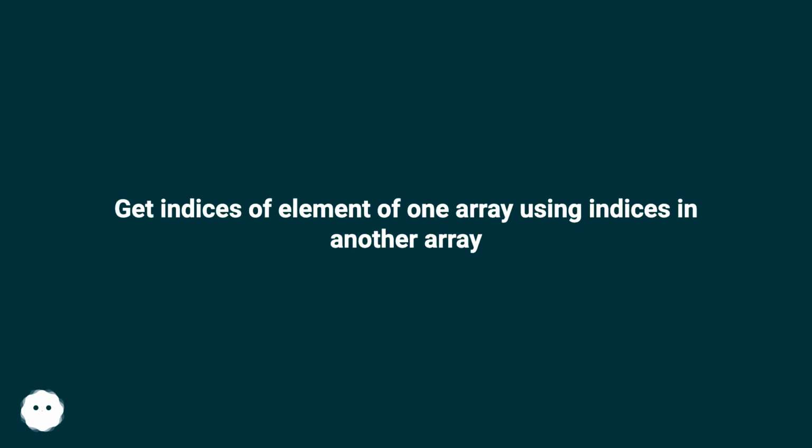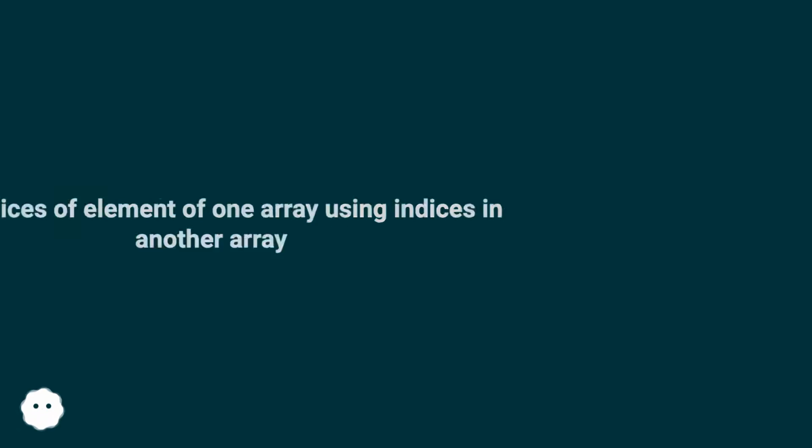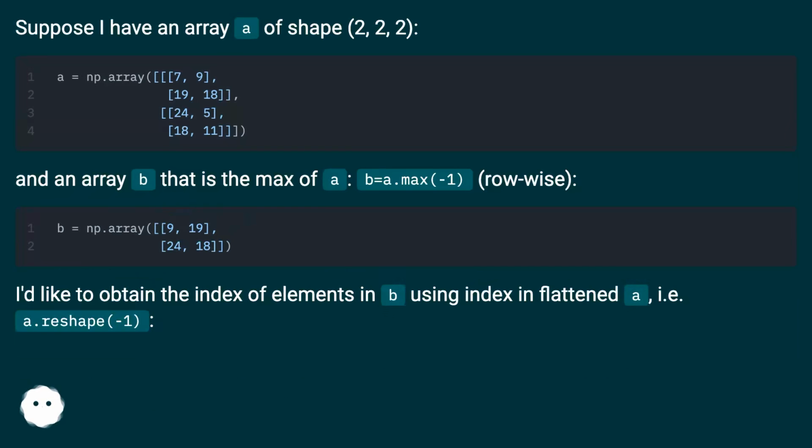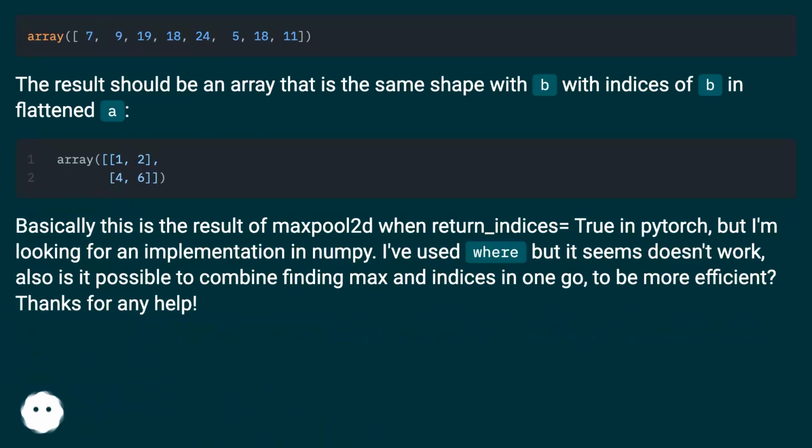Get indices of element of one array using indices in another array. Suppose I have an array A of shape 2, 2, 2, and an array B that is the max of A, B equals A.max(-1), row-wise. I'd like to obtain the index of elements in B using index in flattened A, i.e. A.reshape(-1). The result should be an array that is the same shape as B with indices of B in flattened A.